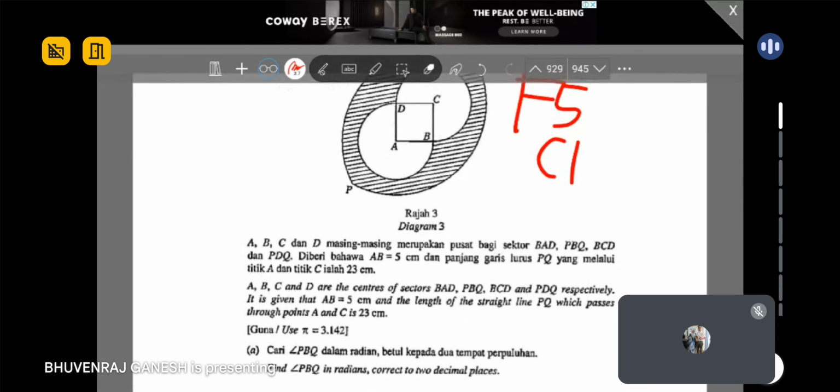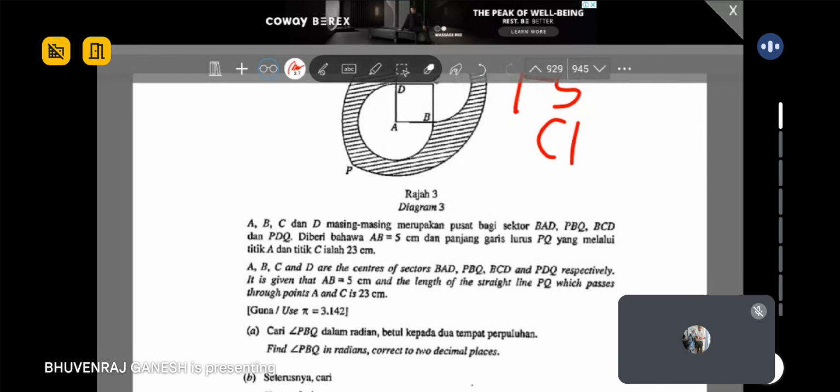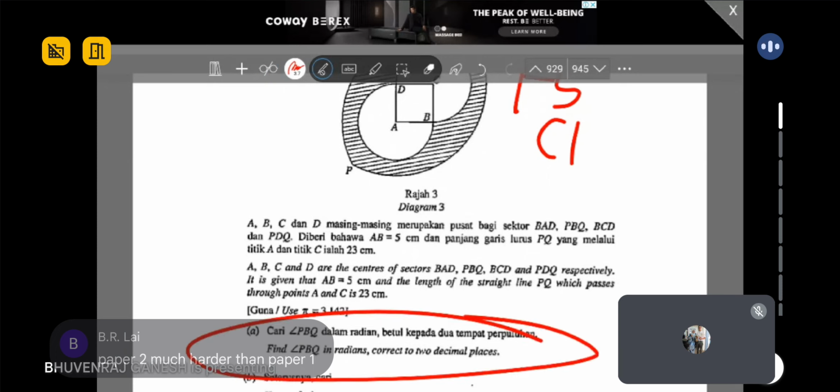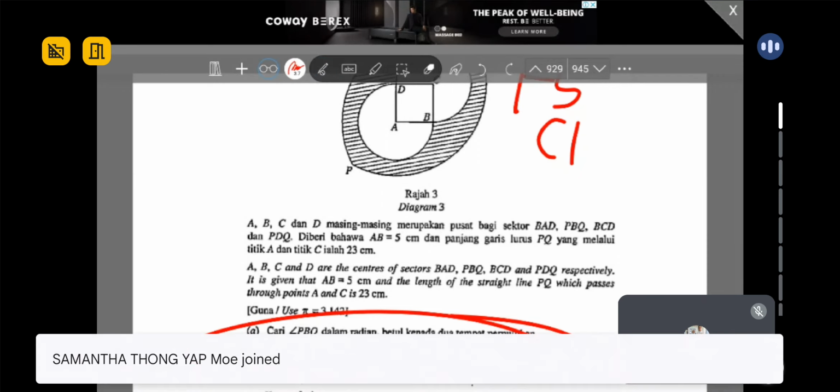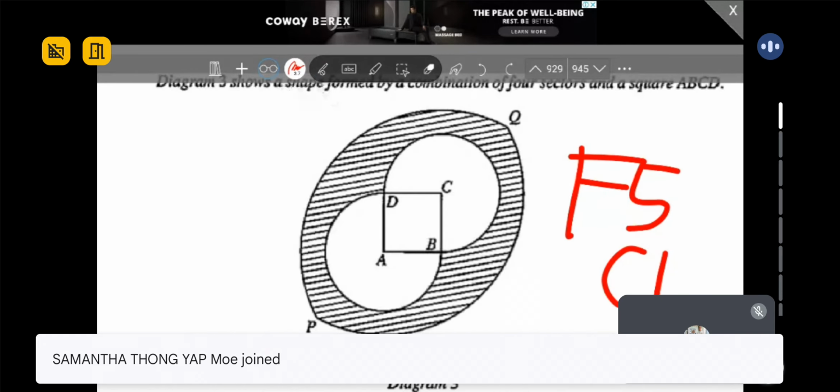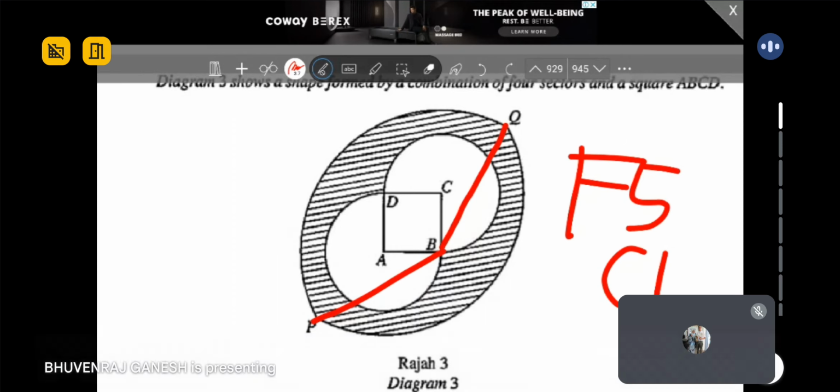First, they ask you to find PBQ, guys. This is the major question. If you can answer this, the rest should be no problem. If you can answer part A, you are almost there already. So they want you to find PBQ, so you must draw. PBQ is the angle they want you to find.